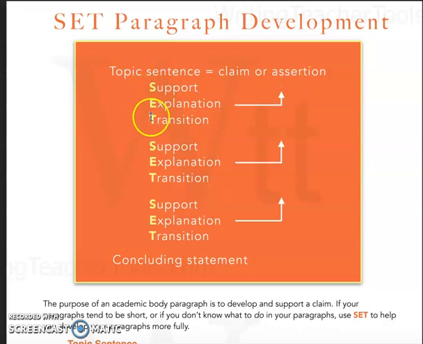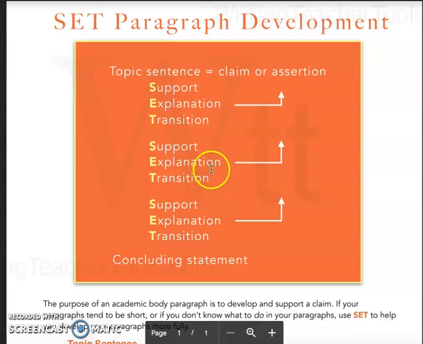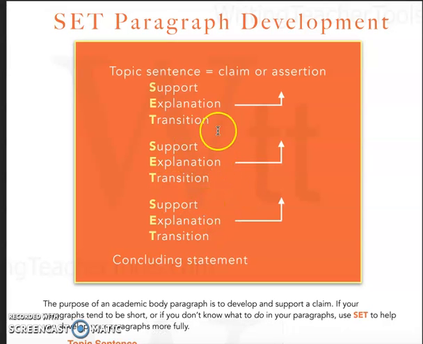And we always want to do this SET for each piece of support we have. So we don't ever want to offer support without the E and the T, that this stuff comes collected as a set. So then we move on to our next set, or support, explanation, transition. And what we need is two sets for each paragraph. For an adequately developed paragraph, we should have at least two pieces of evidence, and then of course we'd have explanation and transition there. Ideally, you'd have three, maybe you might even have four. So the more evidence you have, the better you're actually able to prove whatever that claim is.